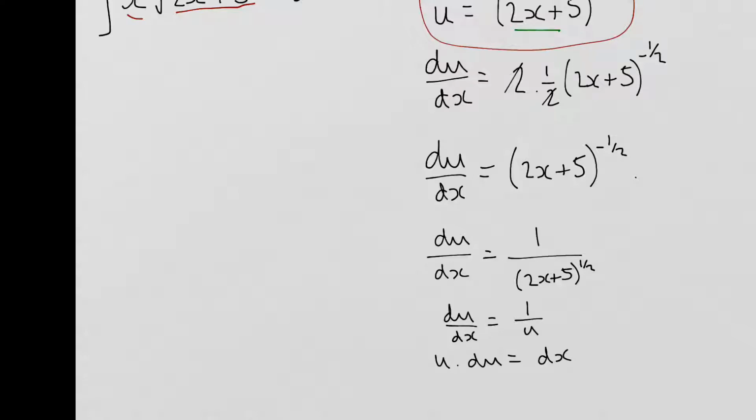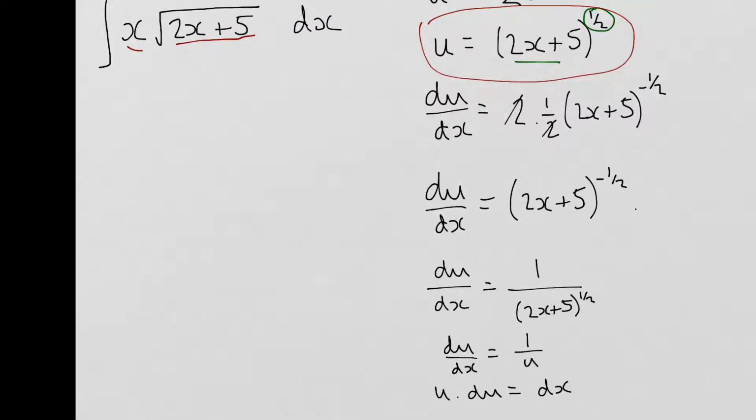So let's substitute in the bits that we have got so far. I don't really have an expression for x yet. I do know that the square root of 2x plus 5, which is the same as 2x plus 5 to the power of a half, is equivalent to u. And I do know that I can replace my dx here with u du. So the only thing I've got left to concern myself with is this x. So if I continue to think about what I've got on the side here, just a minute because I need a little bit of room.